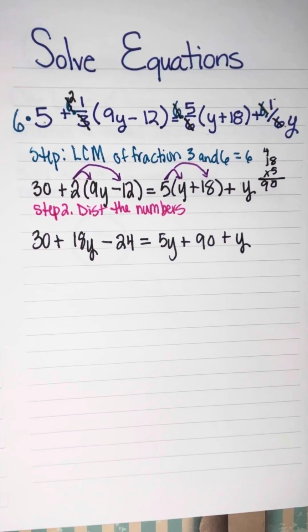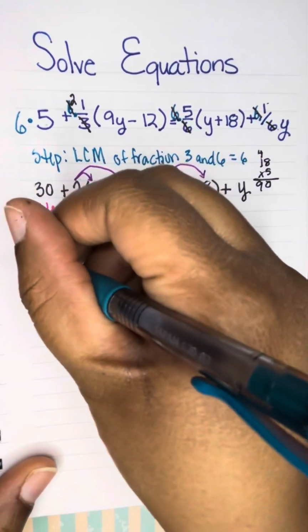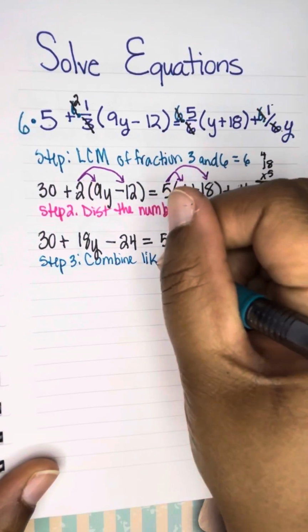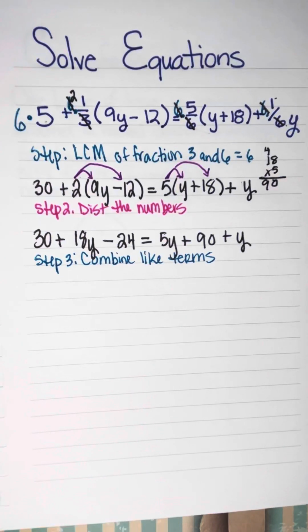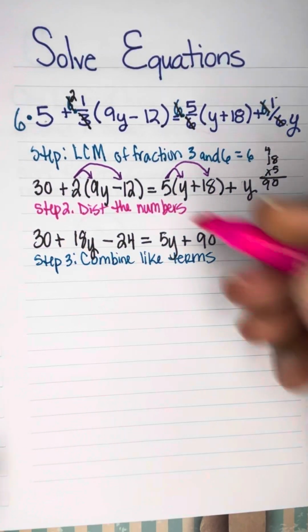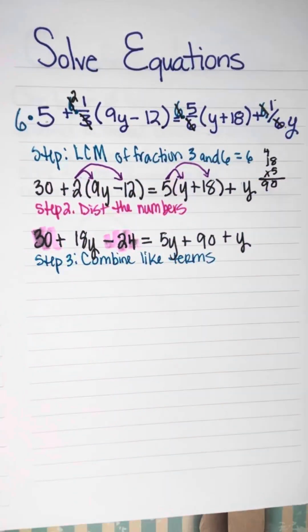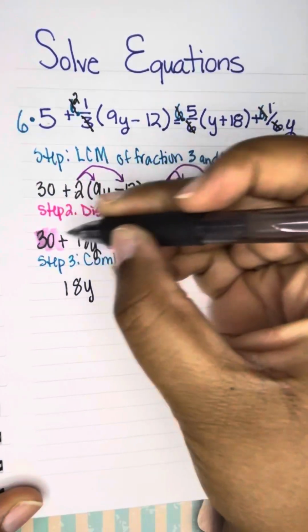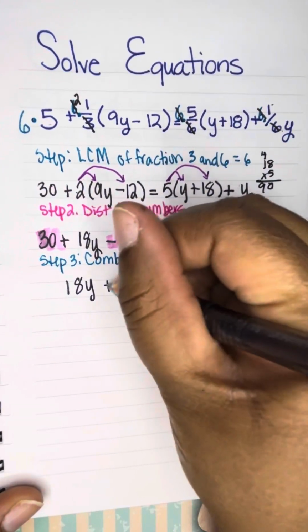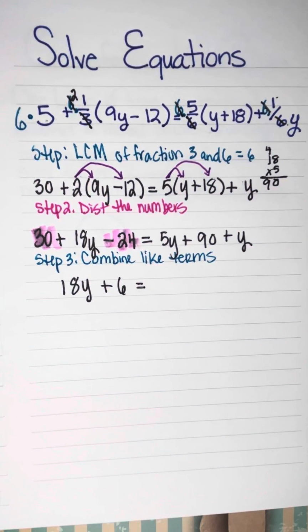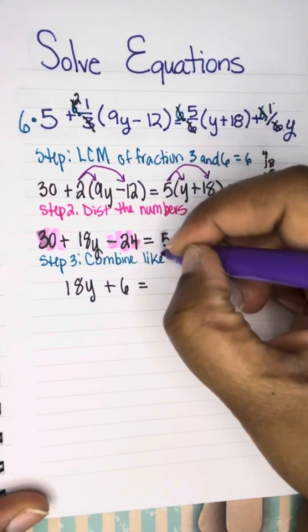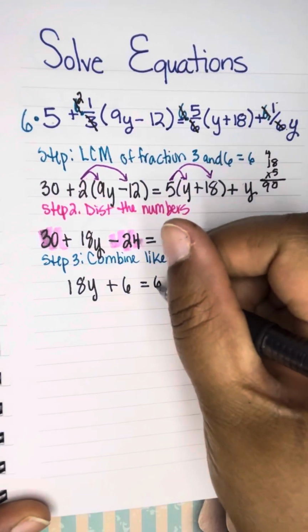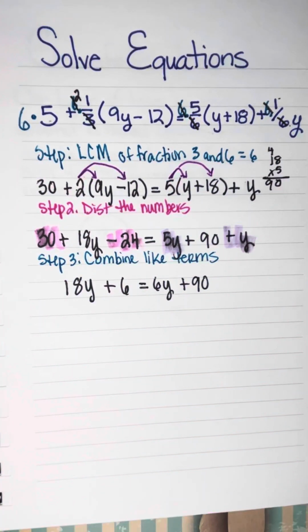Okay, now our next step. Step 3: combine like terms. So here, if I'm just looking on the left side, I have a 30 minus 24. Those are like terms. So I can rewrite this as 18y, and then 30 minus 24 is going to give me 6, plus 6, equals, and now I'm looking for my like terms on my right side, and I have a 5y plus a y. Well, 5 y's plus 1y is going to give me 6y's. And then I'm going to drop down my plus 90.